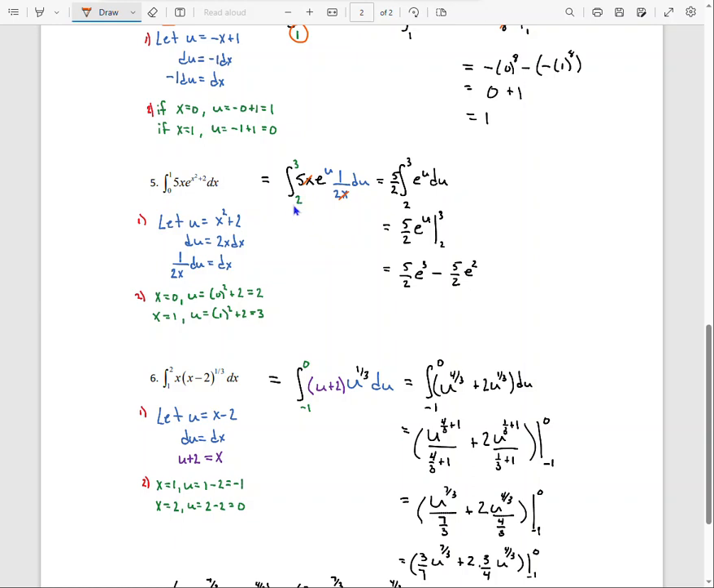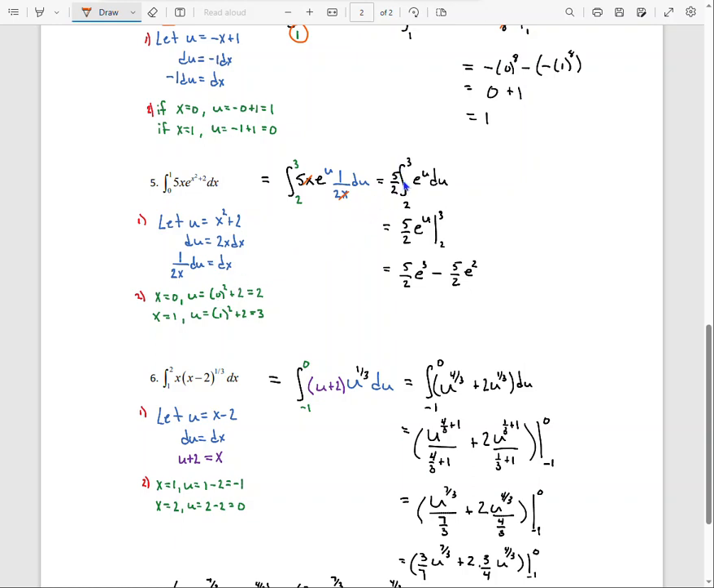Now let's take a look at these limits. The 0 and the 1, they correspond to an x value. So if x is 0, my u value will be 0 plus 2, which is 2. When x is 1, my u value will be 1 squared plus 2, so that's 1 plus 2, which is 3. Upper limit of 3. Never have to go back to x because I've already substituted twice.